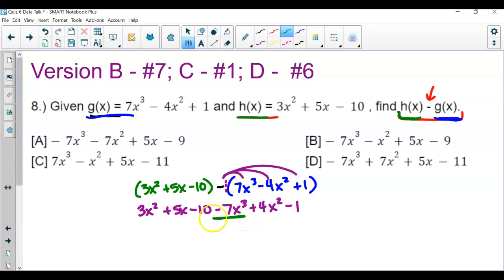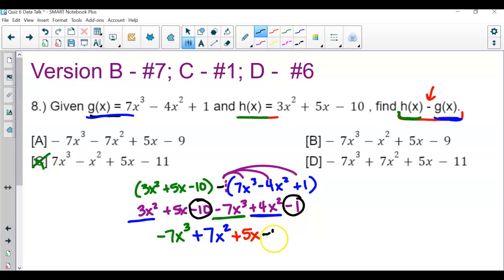Notice how this is a negative 7x cubed and nothing else to combine it with. So I'm just going to bring it down and mark off C, because C is for those who did not follow the order of the problem given. Then combine your x's. So this is 3x squared plus 4x squared, which is now 7x squared. Then continuing on, I only have my one x term here, so I'm going to bring it down, plus 5x. We do have negative 10 minus 1, which is negative 11. So that's why here the answer was D.